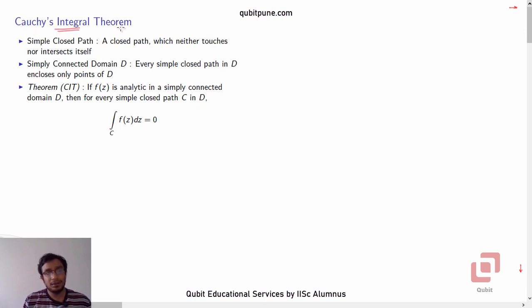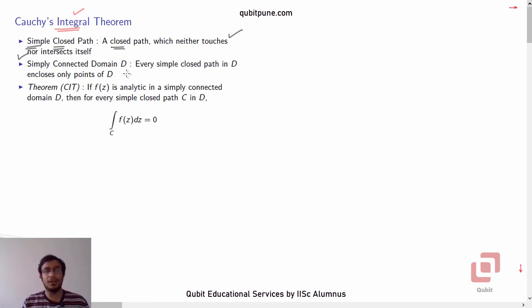Cauchy's integral theorem. As the name suggests, it has something to do with the integrals of complex variable functions. Now for this theorem we are going to recall two terms that we have seen earlier. Term number one, a simple closed path. This is a closed path which neither touches nor intersects itself. Usually all the paths that we will encounter in our problems will be simple closed paths.